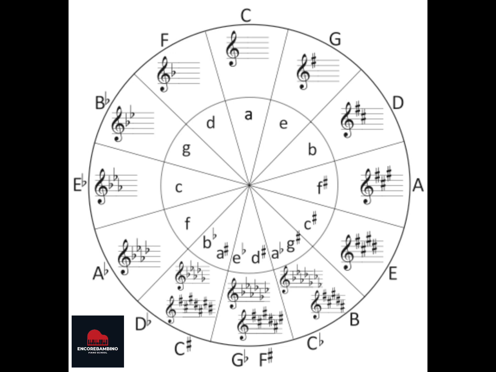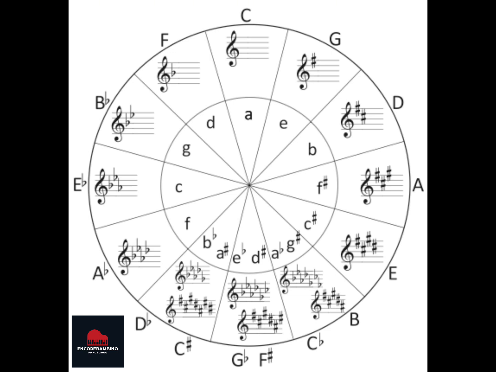Just as a quick disclaimer and an intro, by no means is this an extensive conversation about the circle of fifths. I'm just going to be covering a brief overview for any beginners out there. All right, let's begin. The circle of fifths is a visual way to show the relationship between all 12 tones of the scale, including major and minor keys and their key signatures. It's a helpful tool used to memorize scales as well.